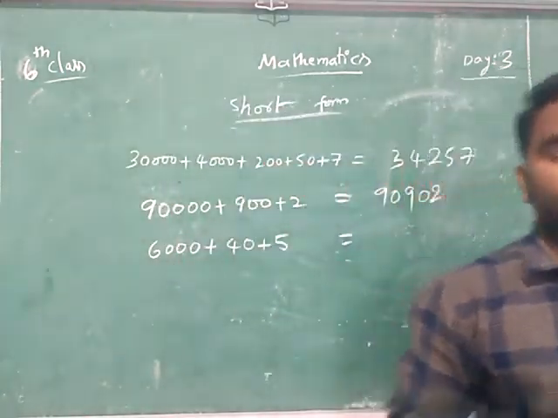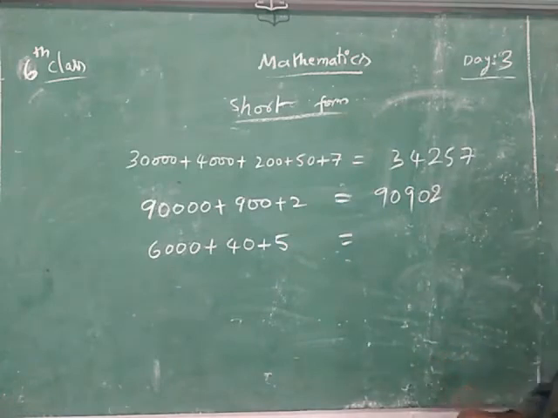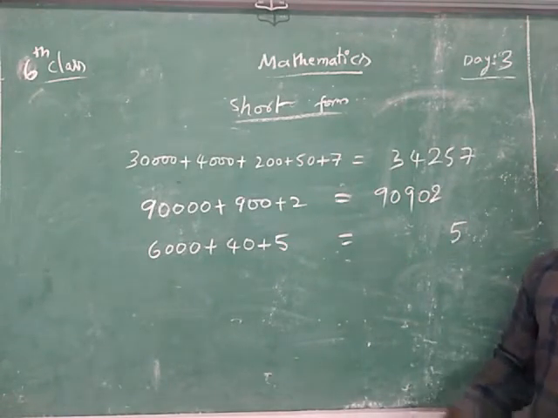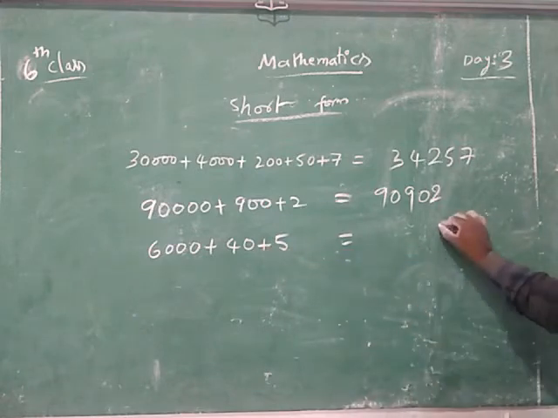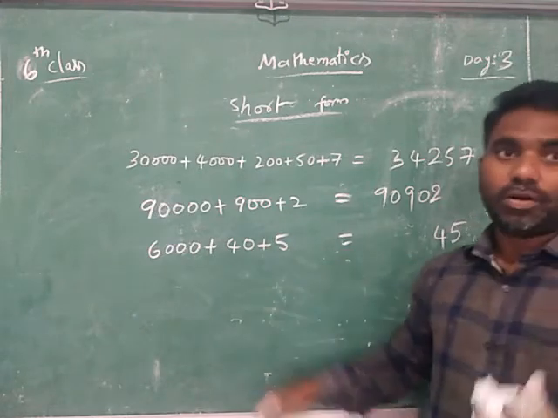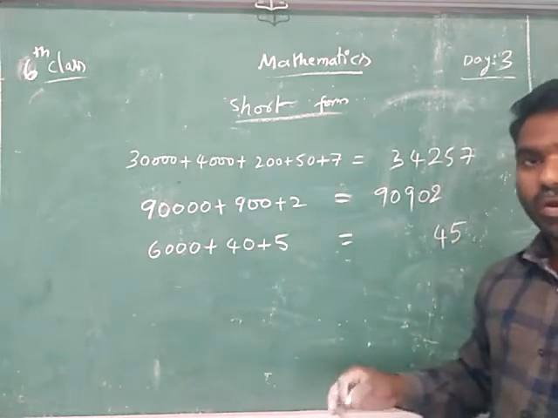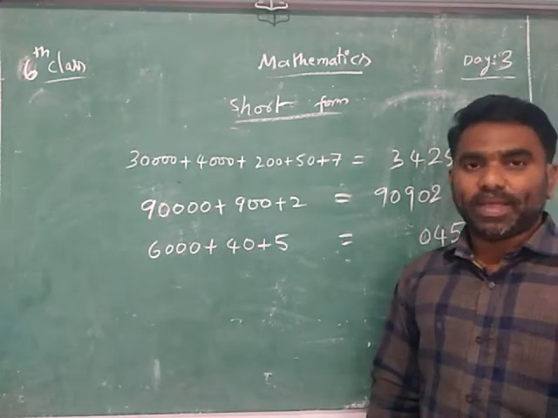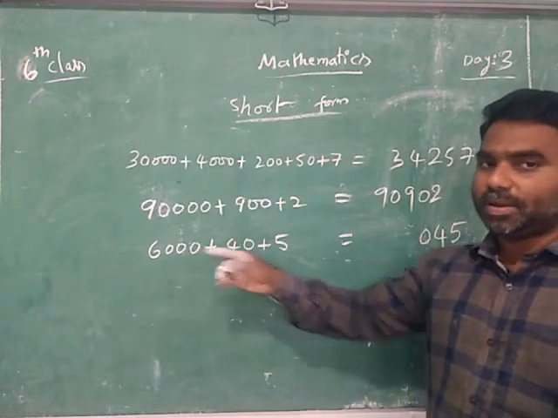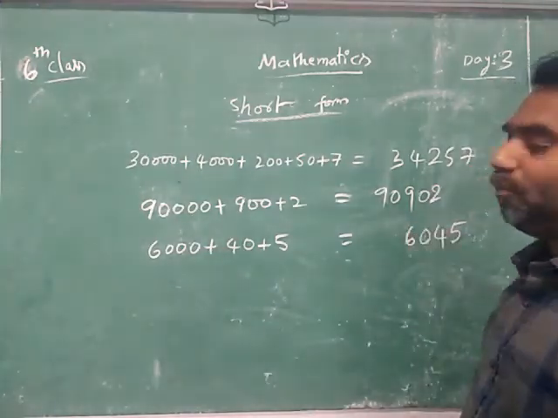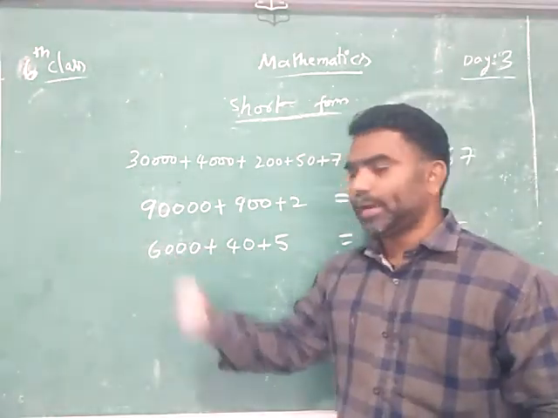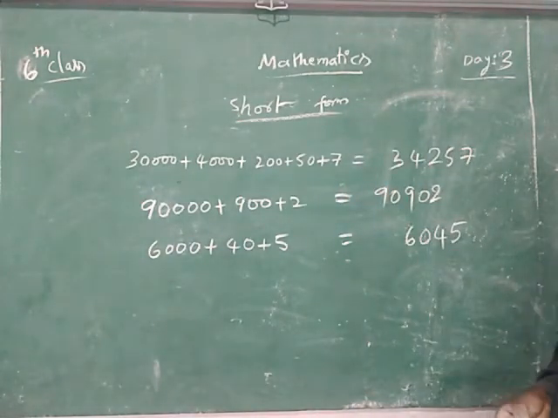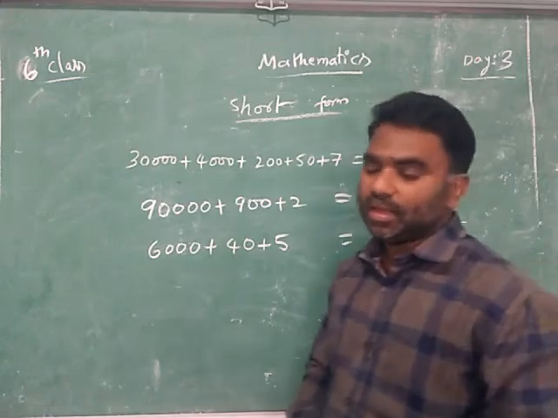Now, first ones place is there. Tens place, yes, a number with 1 zero. Hundreds place, is a number with two zeros there here? No. That's why what should we write here? 0. Thousands place. Yes, 6,000 is there. After thousands place is 10,000s, but here nothing is there. So you can stop here: 6045. So this is the way of writing short form.